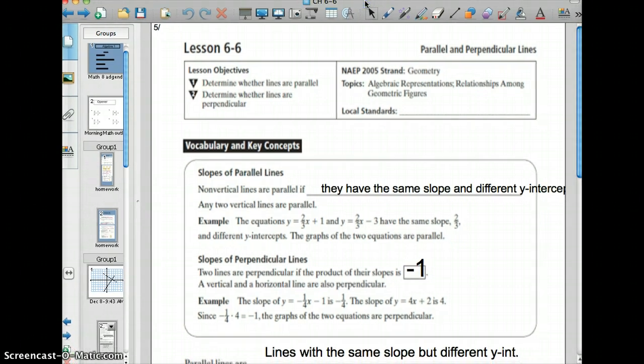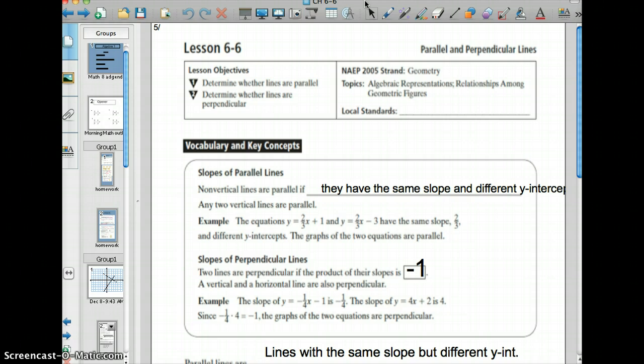Let's look at some definitions. Slopes of parallel lines, non-vertical, okay, so they're not vertical, which means they have some type of slope, are parallel if they have the same slope but different y-intercepts. Now, think about that disclaimer. If we didn't have a different y-intercept and we have the same slope, that means we have the same y-intercept and therefore it's the same equation. So it's the same line. So if they have the same slope and different y-intercepts, they're going to be parallel.